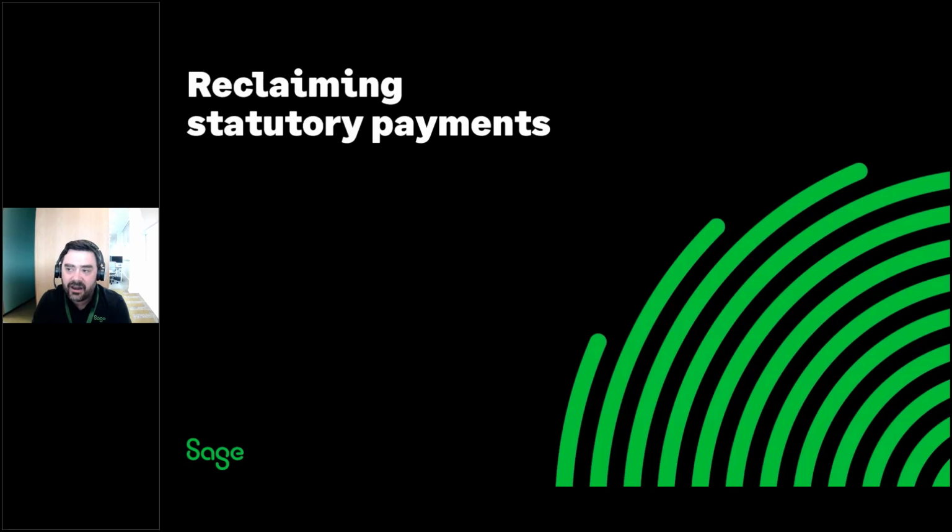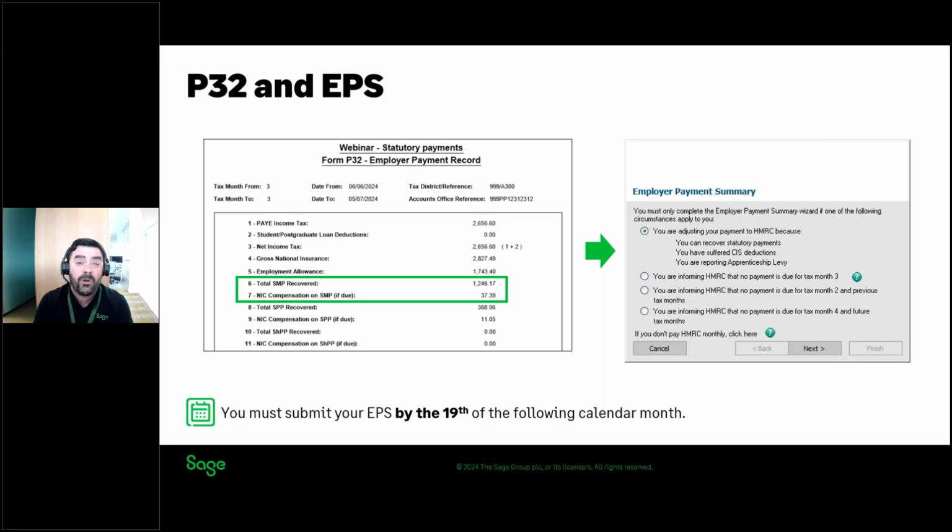So the last bit of the process is reclaiming the statutory payment, and this is something that you would do at the end of the tax month when it's time to make your payment to HMRC. To reclaim a statutory payment, you're effectively offsetting it against the tax and the national insurance that you'd be paying over to HMRC. So there's a report that works out your liability, the P32 report, that hopefully you're all familiar with and you're running at the end of each month.